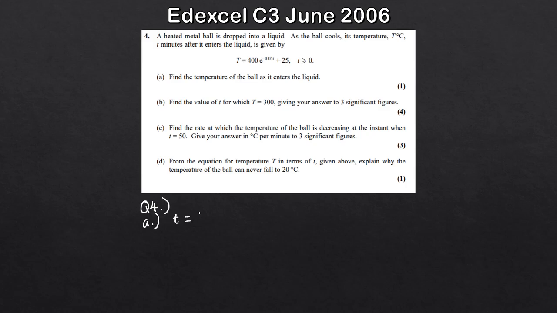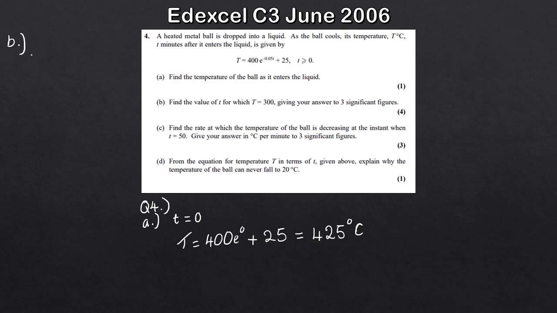So t equals 0. So all we then do is sub that in. So T is equal to 400e to the 0 plus the 25. Okay, so what I've got here is 400 plus 25, giving me the temperature. It's 425 degrees Celsius, so quite hot. Part B, we want to find the value of t for which T equals 300, giving our answer to 3 significant figures. So let's do that up here.